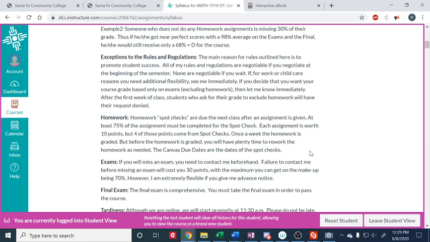At least 75% of the assignment must be completed for the spot check. Each assignment is worth 10 points, but 4 of those points, that's a big portion, 40%, comes from the spot check. At the end of the week, I wind up grading the homework. But before the homework is graded, you'll have plenty of time to rework the homework as needed.